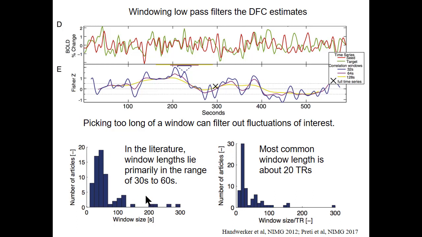I would say in the literature, this is from a review article by Preti and others, window lengths typically lie in the range from 30 seconds to 60 seconds. And it just so happens that the most common window length is about 20 TRs, okay, which is about 40 to 60 seconds given a TR of, say, 2. Now, obviously, if you're doing multi-band, then that would probably be more TRs.